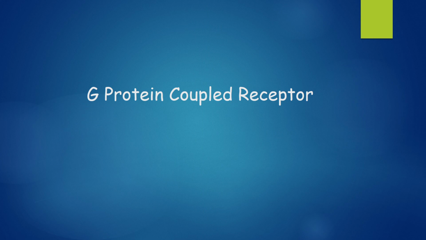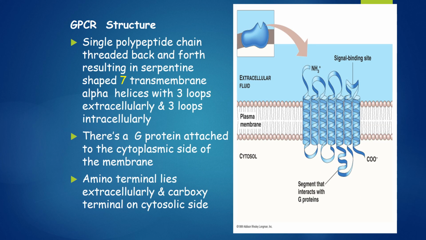Now G protein coupled receptors. Here the structure is a single polypeptide chain threaded back and forth, resulting in a serpentine shaped 7 transmembrane alpha helix with 3 loops extracellularly and 3 loops intracellularly. So this is a single unit, but there is a thread like part going to and fro. So there will be 3 outside loops and 3 inside loops, produced by the serpentine shaped 7 transmembrane alpha helix. Okay, 1 2 3 4 5 6 7.